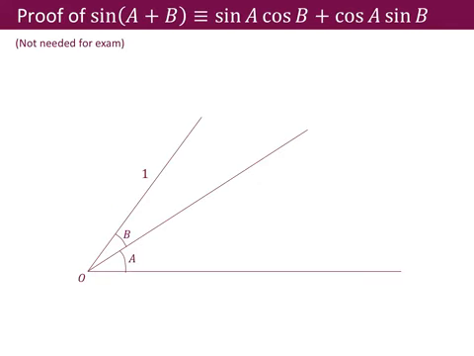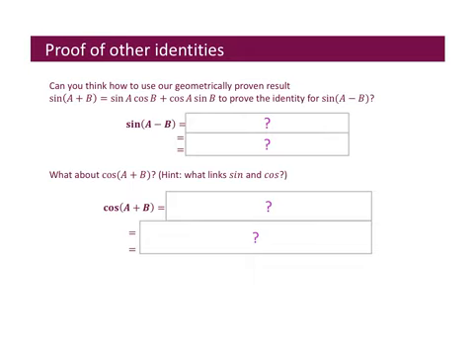There is a proof of sine. It's not needed for the exam. So, how could we prove the result for sine of A minus B, given that sine of A plus B equals sine A cos B plus cos A sine B? What we're going to do is, instead of writing B, we're going to substitute in minus B. So this is the same as saying sine of A plus minus B, which equals sine A cos minus B plus cos A sine minus B.